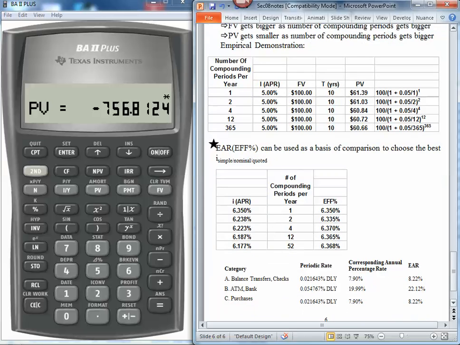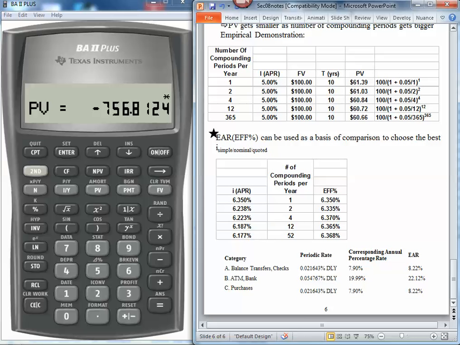Now, on a comparison basis, that's where the EAR, or the effective annual rate, is really powerful. Now we can compare different interest rates directly instead of indirectly. So in this example here, I have several different APRs, or annual percentage rates, and their associated compounding periods. We can't compare these directly, either from a lending perspective or a borrowing perspective, because they're not equivalent. But when we calculate the effective annual rate, we can now compare them directly.